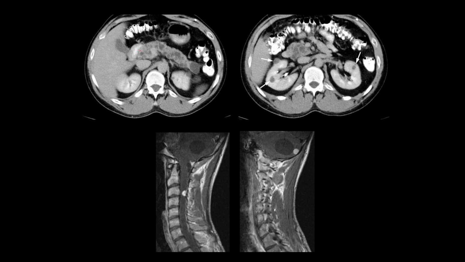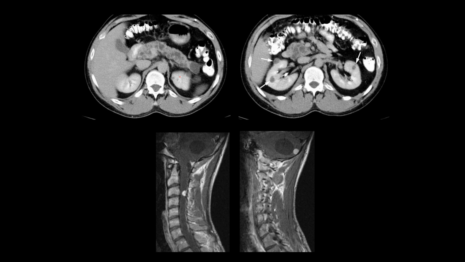So this is the other case where you can see a cystic lesion with enhancing mural nodule, and you can also see an enhancing area in the spinal cord at the C2 or C3 vertebral level, and cystic areas in the pancreas and even cysts in the kidney. So this is a case of cerebellar hemangioblastoma in a case of VHL, that is von Hippel-Lindau disease.